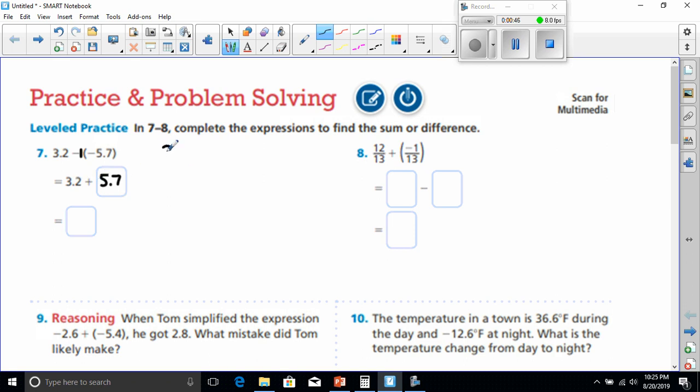Well, if you want to stack it to make it easier, 3.2 plus 5.7 is going to give you 8.9. All right, we're off and running to number 9 now.